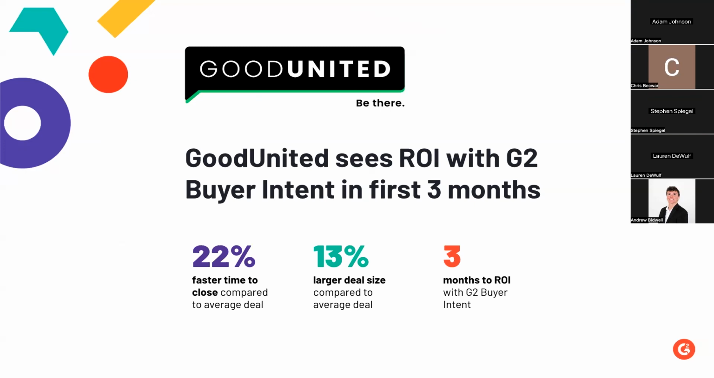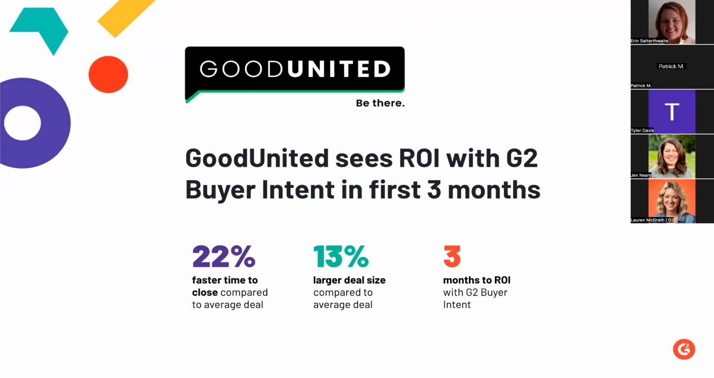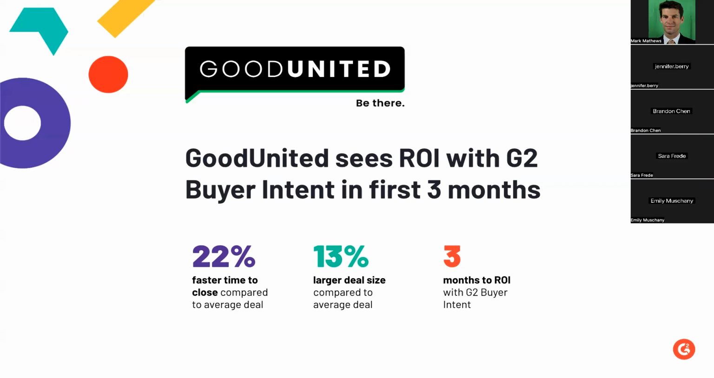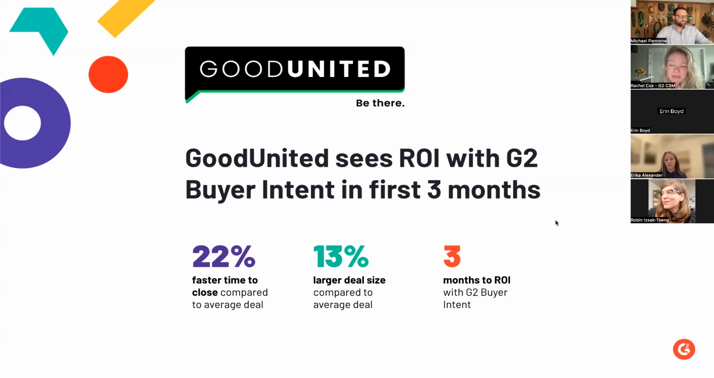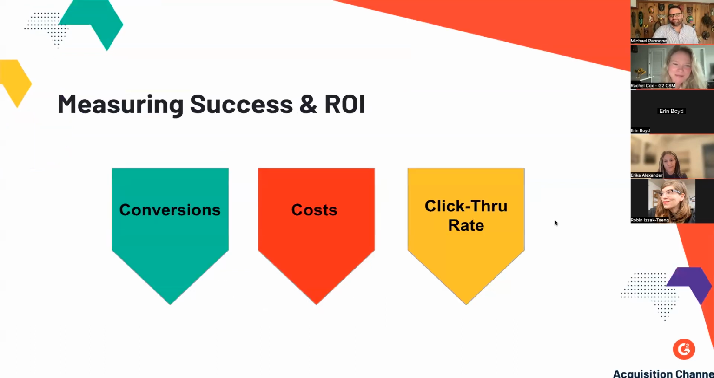And with 3 months' time, they saw an improvement in their sales velocity. As you can see on the screen, 22% faster time to close compared to their average deals prior to using G2 intent. They're also seeing an increase in deal size by 13% compared to average deal. And then, as I mentioned, 3 months in, they were able to see complete ROI. So I wanted to leave that simple success story for you today. We have plenty more on the G2 sales pages that are mentioned earlier in the chat.